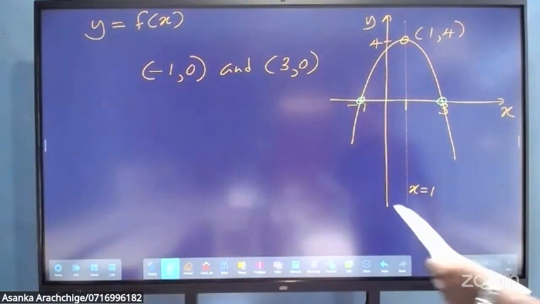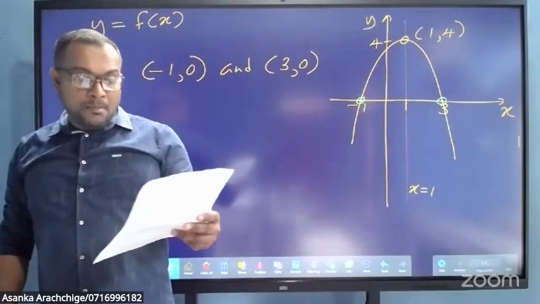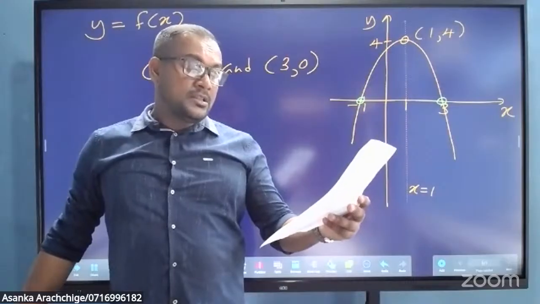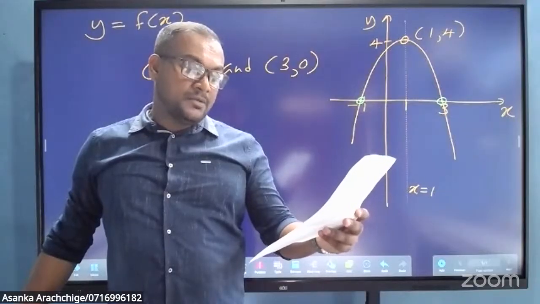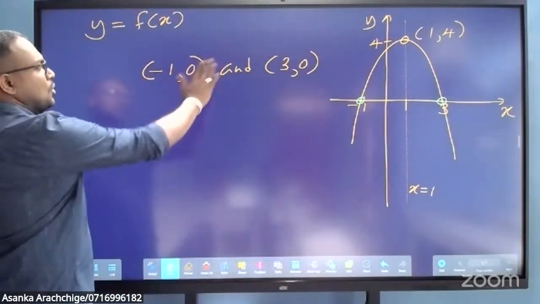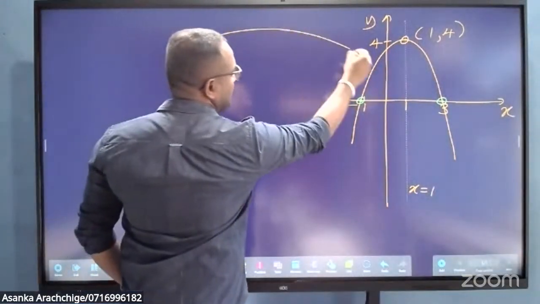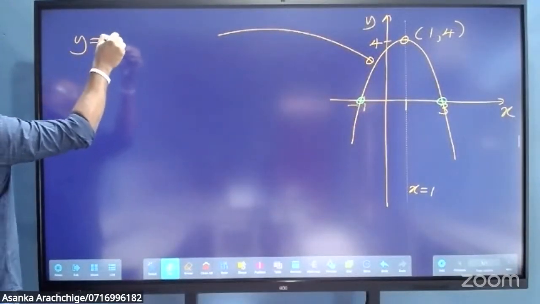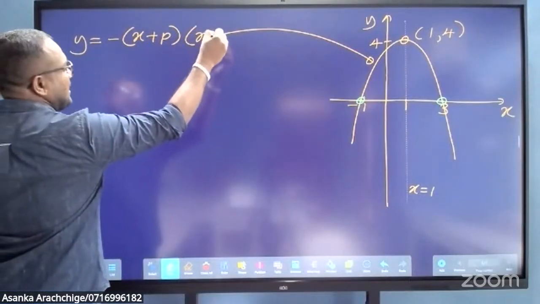Then, by considering the coordinates of the 2 points mentioned in the above part, write the given quadratic function in the form y equals minus x plus p times x plus q. Now, by using those coordinates, we are asked to write the equation of this function in this form. y equals minus x plus p times x plus q.